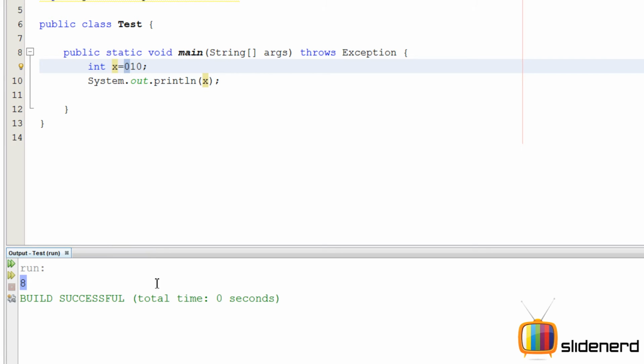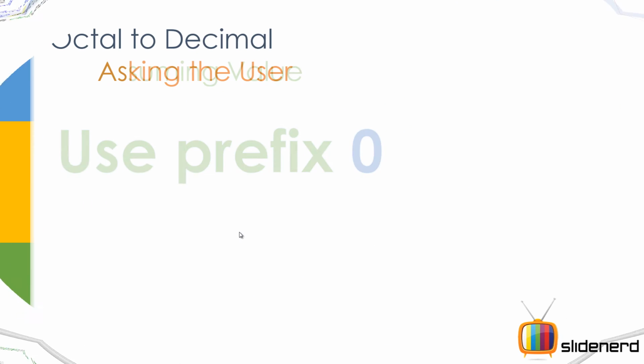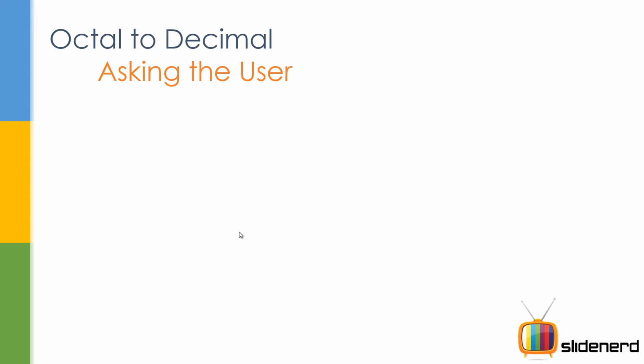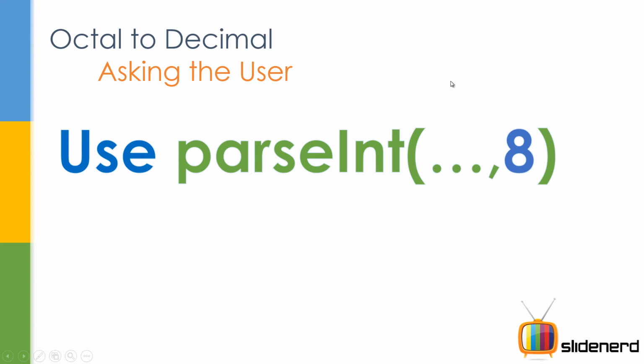So this is how, when you assume a value, put a zero at the start to show that it's an octal number. Now let's see what is done when we take input from the user. When I'm taking input from the user, I simply use parseInt with 8 as the second parameter. It tells the compiler that the user is entering an octal number, so convert it into decimal and put that inside the integer variable. Let's see how this works in NetBeans.